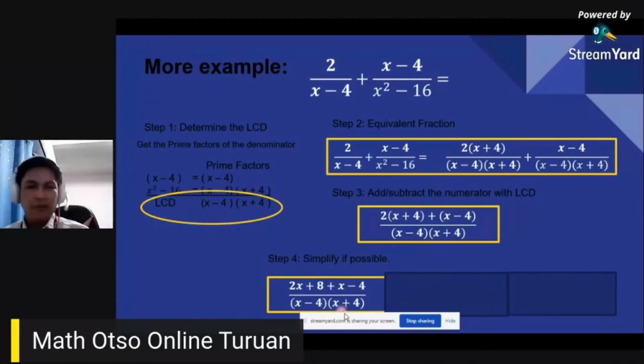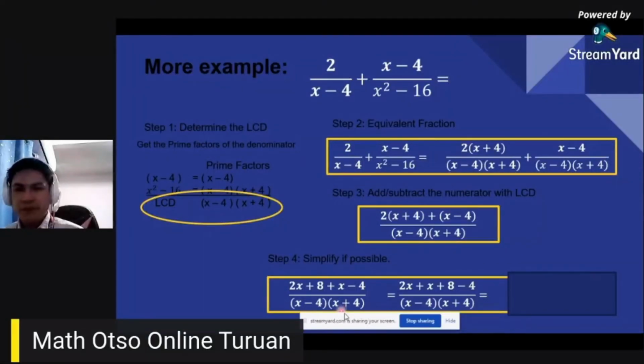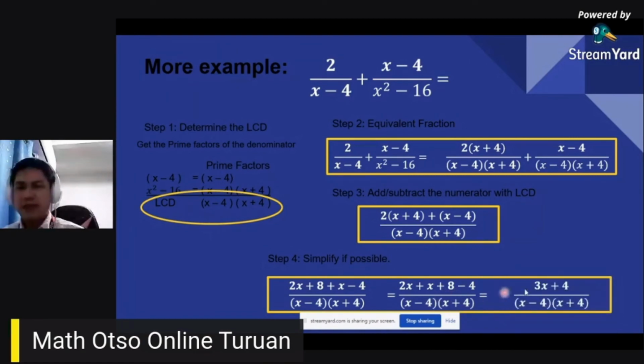Oh. Next. Ayan, pinagdikit ko na ngayon yung similar terms or like terms. 2x plus x, like terms yan, plus 8 minus 4, all over the LCD. Then we combine like terms. Ayan, 2x plus x, that is 3x, and then 8 minus 4 is positive 4, all over x minus 4 times x plus 4. So that will be the final answer.